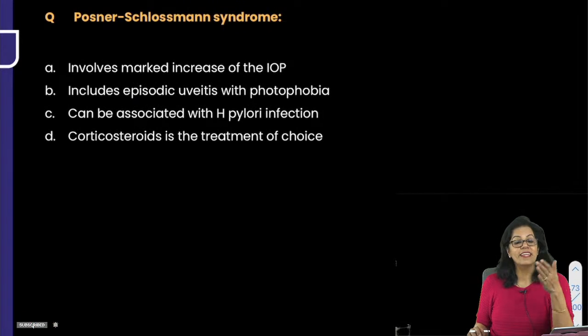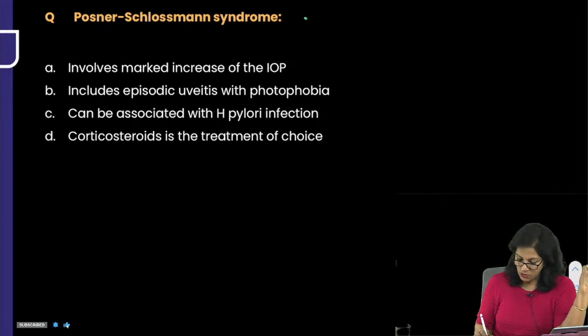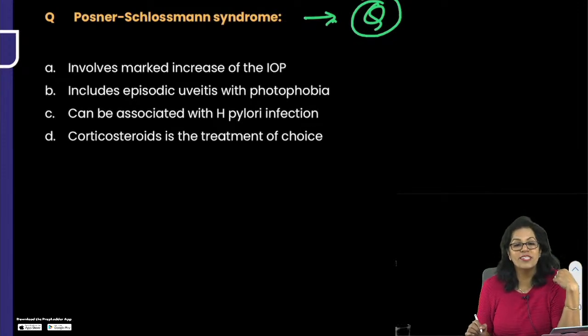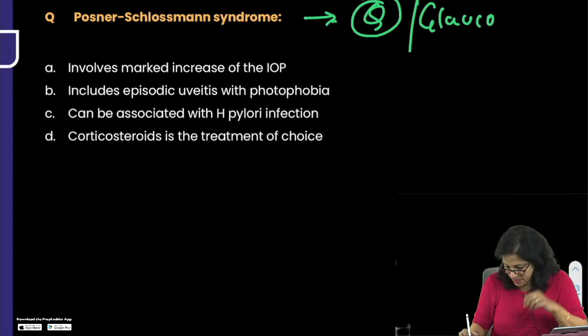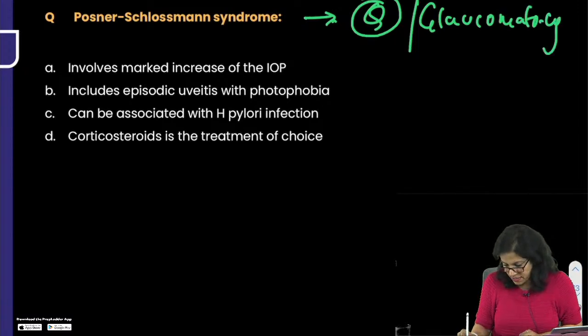Okay, we come to this one. Again, a very important question for you all. I'm picking up all those conditions which have been asked earlier as well. This is Posner-Schlossman syndrome. What is the other name of Posner-Schlossman? We call it glaucomatocyclitic crisis. Pay attention first. We will read the question together.